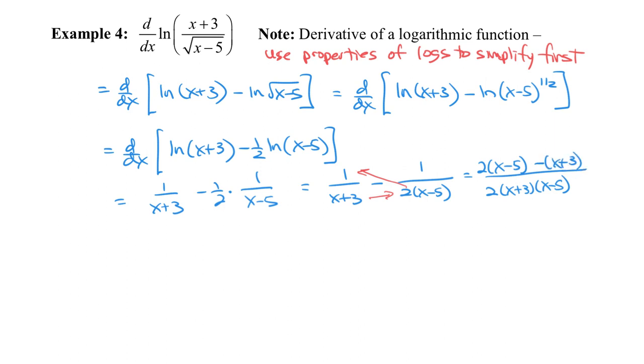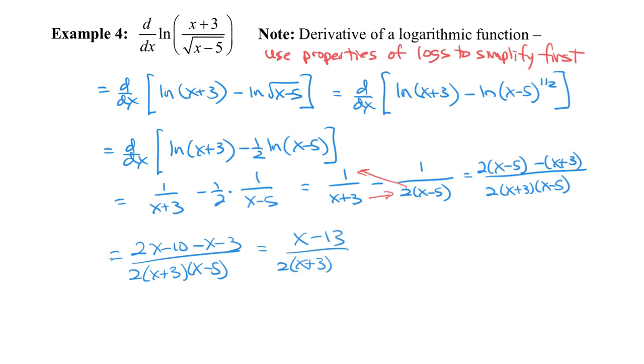And then if I distribute the 2 through, we get 2x minus 10. Then distribute the negative through, we get minus x minus 3. Over 2 times x plus 3 times x minus 5, which gives us 2x minus x is x, minus 10 minus 3 is minus 13. And suddenly this is starting to look very familiar.